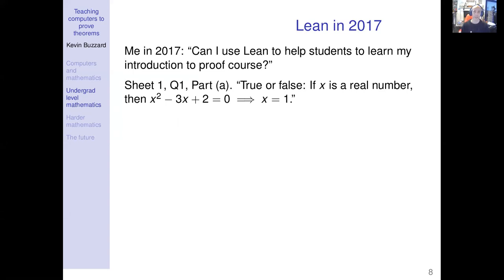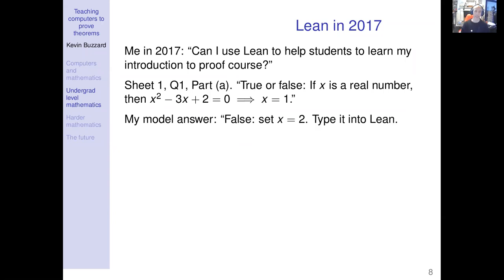So true or false: if x is a real number, then x squared minus 3x plus 2 equals 0 implies x equals 1. And of course, the idea is I'm trying to teach them what this implication symbol means, because at school it's used very vaguely. You know, implies and equals are kind of almost synonymous. So this quadratic's got two roots, x equals 1 and x equals 2. And so this is false. But I just want to check that they understand this. So in the model answer, it just says false, let x be 2. Because then the left-hand side is obviously true and the right-hand side is obviously false.